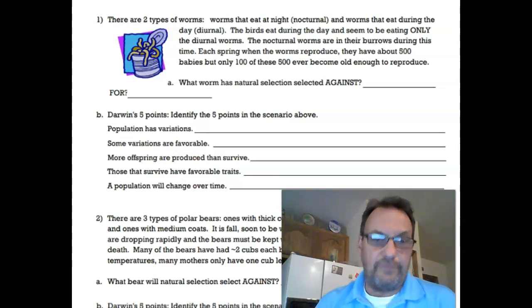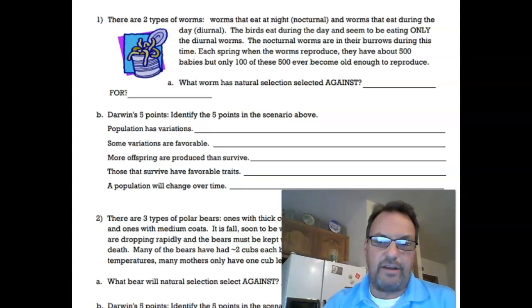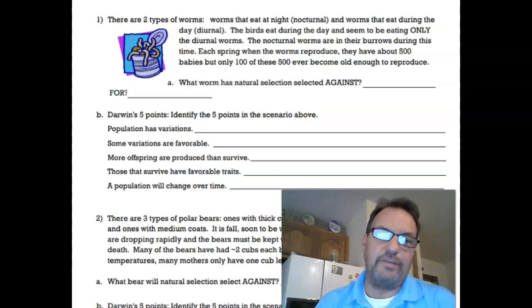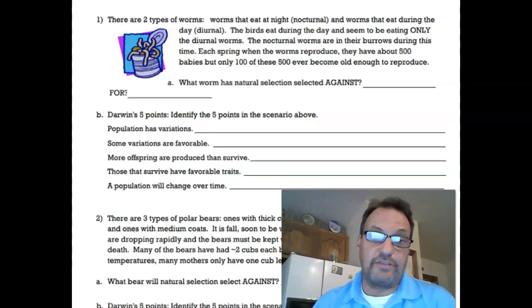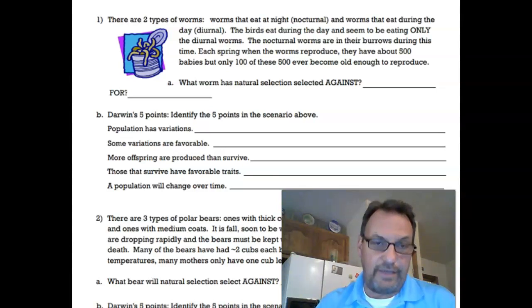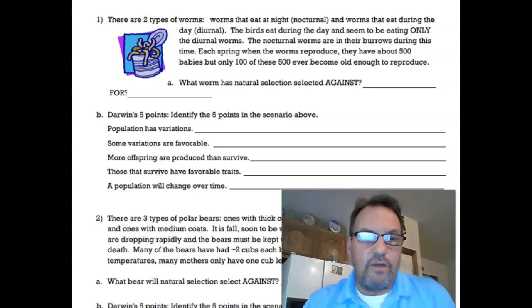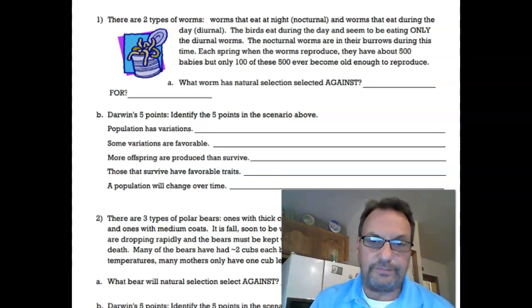And then it's going to be for the nocturnal worms, the worms that are out there. I know when I was young, we would go out with a water hose and spray the yard at night and take a flashlight to try to find these nocturnal worms coming up out of their holes so that we could take them and go fishing with us. But actually, natural selection is working very well for these particular worms because they are not subject to getting eaten by the predators. Darwin had 5 basic points in the scenario above, and we're going to talk about these.